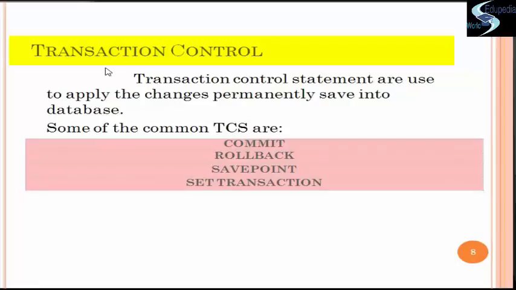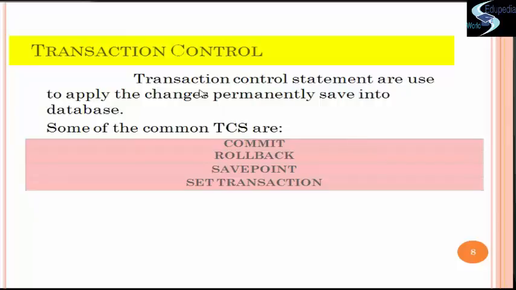So transaction control is the last SQL statement type that we are going to see here. The transaction control statements are used to apply the changes permanently and save into a database. Some of these common transaction control statements are commit, rollback, savepoint, and set transaction. Basically, these transaction controls are used so as to have a save point where you can just see, by committing those queries, what will be the effect on your database or on the table.